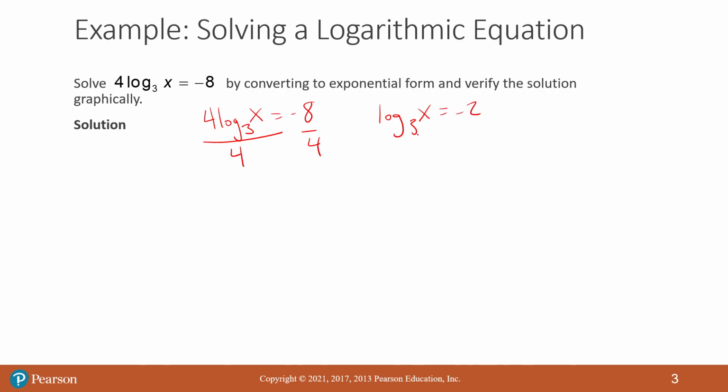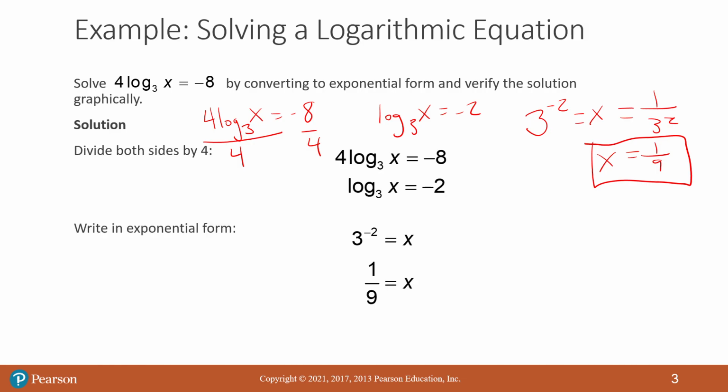Then what we want to do is convert from this logarithmic form to the exponential form. The conversion there is 3 to the negative 2 power equals x. Now keep in mind that 3 to the negative 2 power is the same thing as 1 over 3 squared, and 3 squared is 9. So essentially, if we simplify here, x is 1/9. You can kind of see that worked out here as well.